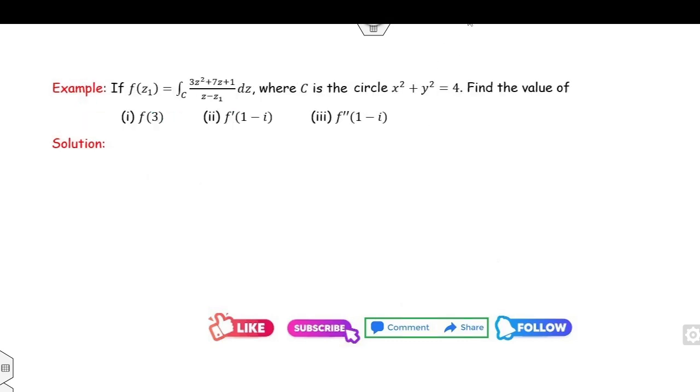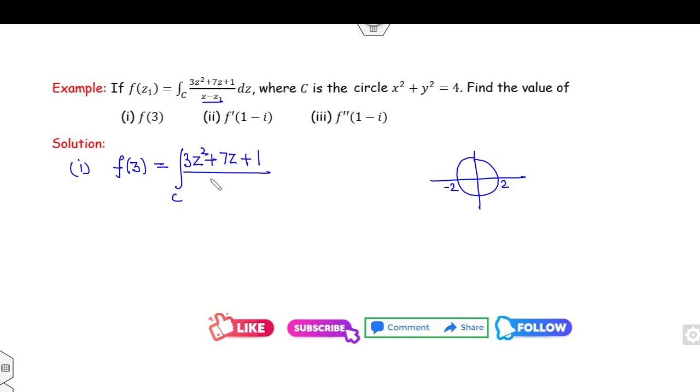Okay, look at this another one. Again, because it's an integration, you firstly draw the circle. What is the radius? Radius is 2. Fine. Now, your first step is you calculate the f of 3. So, can you find the value of the f3? It's 3z square plus 7z plus 1 over z minus 3.